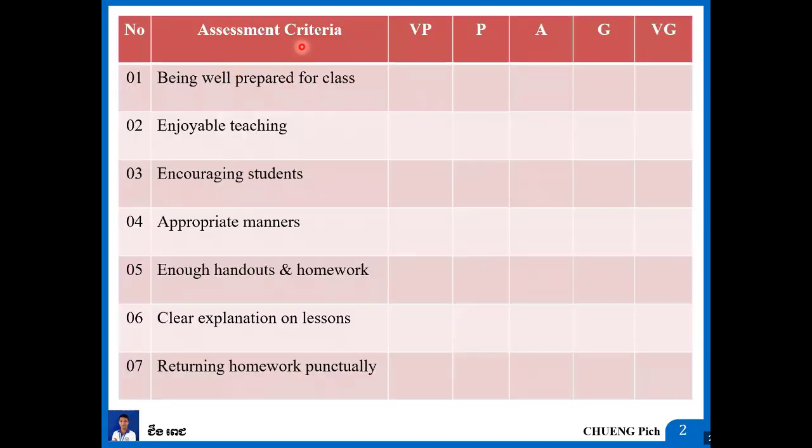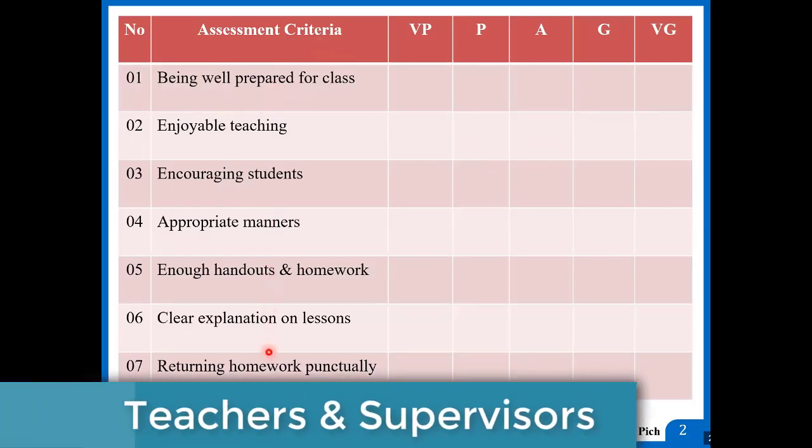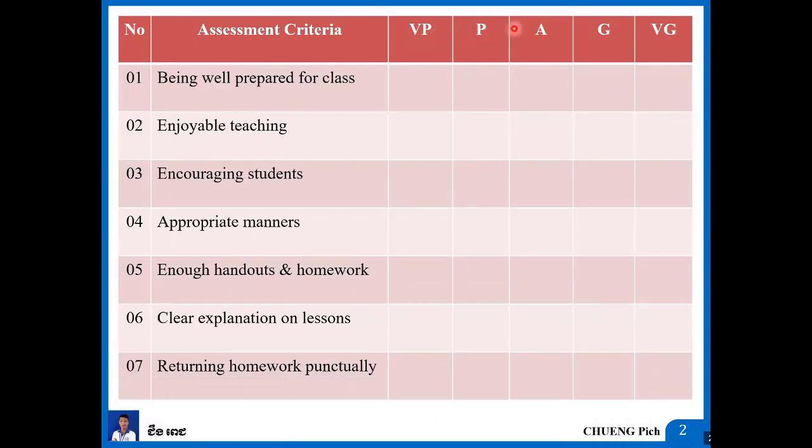Okay, so here we have an assessment criteria, as you can see in the description here. VP stands for very poor, P means poor, A means average, G means good, VG means very good. So once again, if you're a teacher, you try to check yourself with these kinds of assessment criteria, and then you can just pick on each column here in order to evaluate yourself.